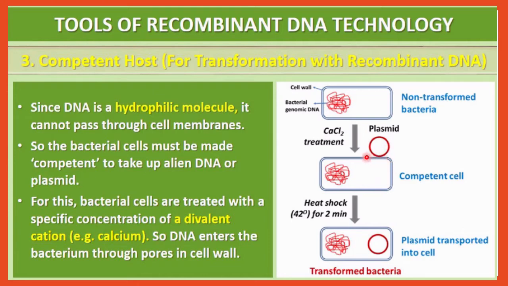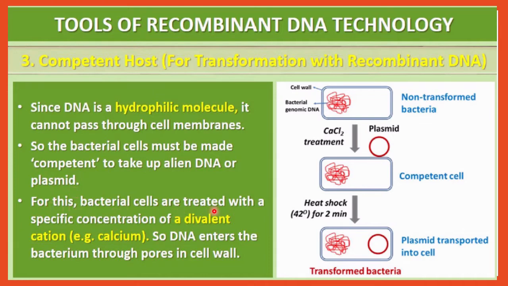of a host, and that's why we have to change the charge to allow entry inside the host cell. So how can we do this? Let me try to understand. The bacterial cells must be made competent to take up the alien DNA or plasmid. For this, what are we doing?